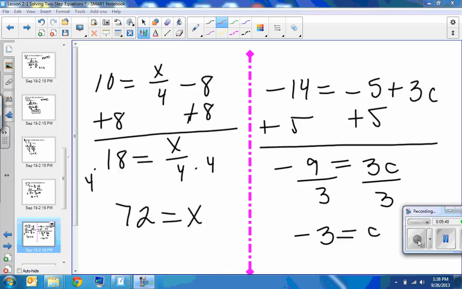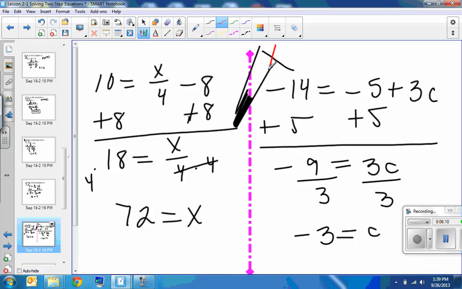So for these two answers, you should have gotten x equals 72 and c equals negative 3. So let's walk back through the steps. Opposite of subtracting is adding. I'm going to add 8 to both sides, bring down 18, and bring down the x divided by 4. Opposite of dividing is multiplying. I always multiply the number that's next to the variable, so I multiply both sides by 4, and x equals 72.